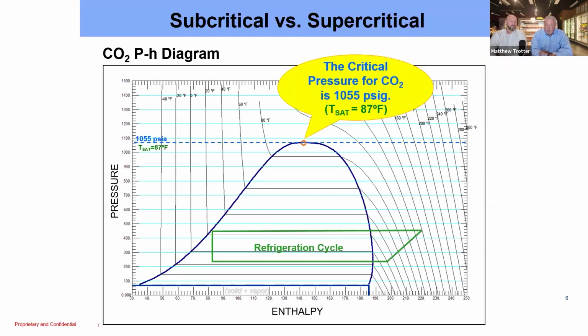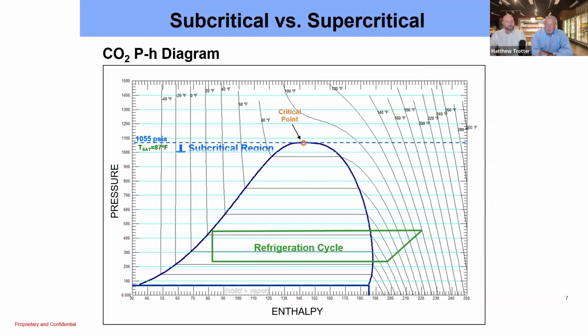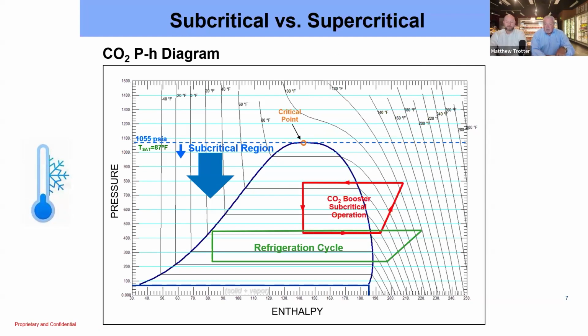But when we look at CO2, the one difference is the critical point of CO2 is at 87 degrees. So what we want to do is understand how that operates based on the ambient temperature and what is that impact on energy. When we look at running below the critical point, that is when we're in the subcritical region and it's usually cooler outside. The temperature is down, so we have that heat transfer available at the gas cooler to get the heat out of the system. So when we look at a booster system running in a subcritical operation, we run very efficient.